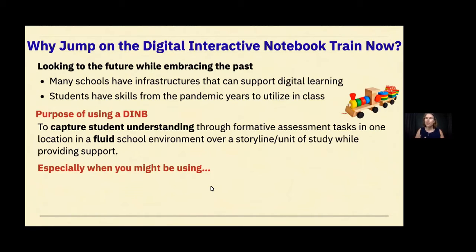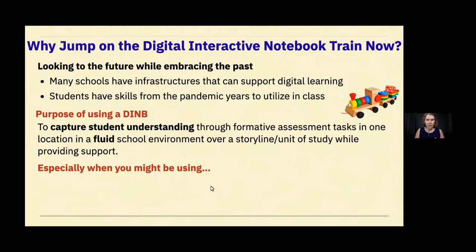And I want to stress fluid because I think I'm going back 5 days a week, but that could change in an instant. And we're already seeing that with the COVID variant Delta. And then I'm also approaching it through storylines or units of study while providing lots and lots of support. That's also another really key aspect.